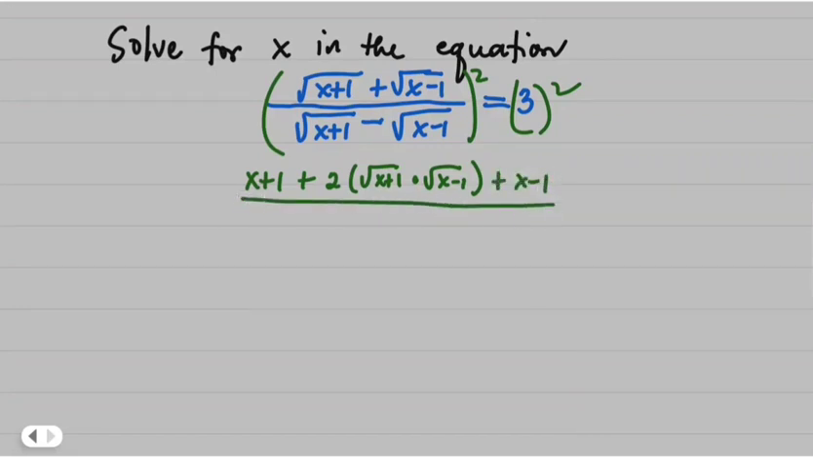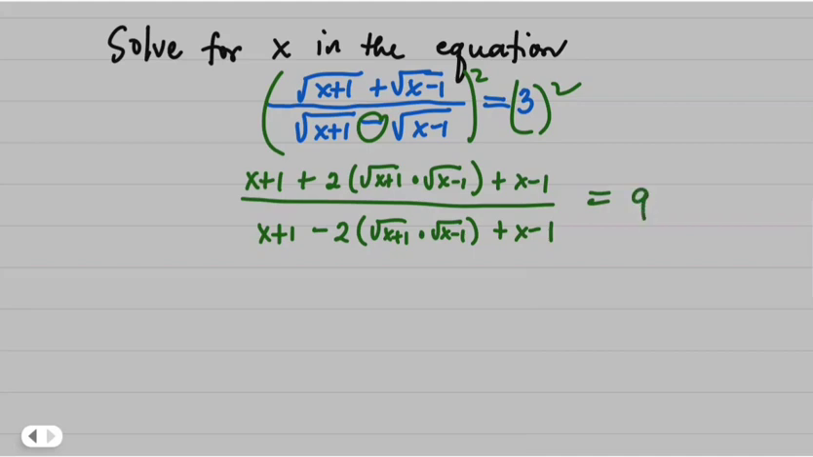In the denominator, of course, squaring the first term will just give us x plus 1. And then since this is negative, it becomes negative 2 times square root of x plus 1 times square root of x minus 1. And then of course, squaring the last term, we can just remove the radical symbol. So we have x minus 1 is equal to 9.